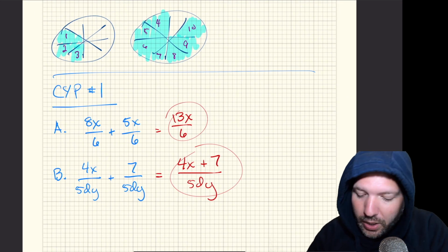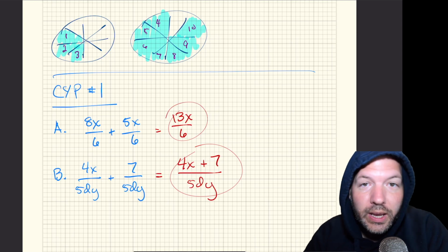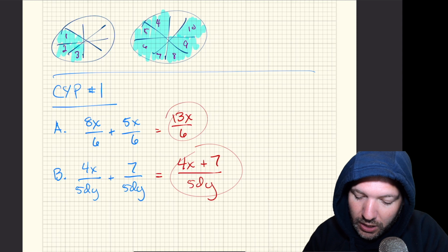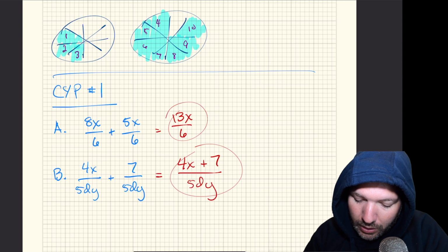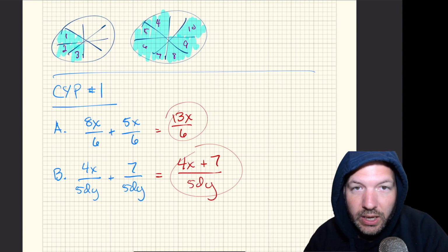All right, there you have my answers for Check Your Progress 1A and 1B. On 1A, I add my numerators. 8x plus 5x is 13x. My denominator stays 6. Again, we're not changing the sizes of the slices of pizza. Check Your Progress 1B. Now, denominator, simple enough, stays 5dy.